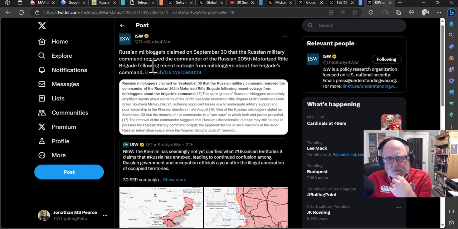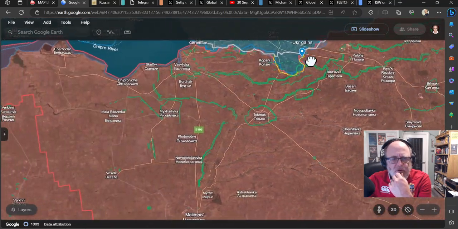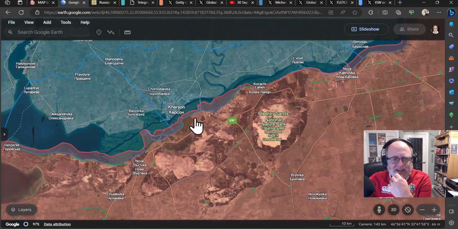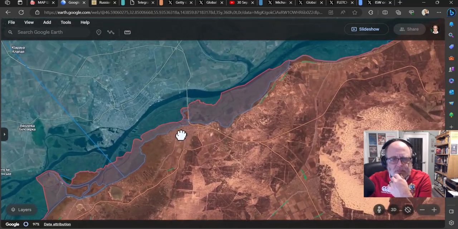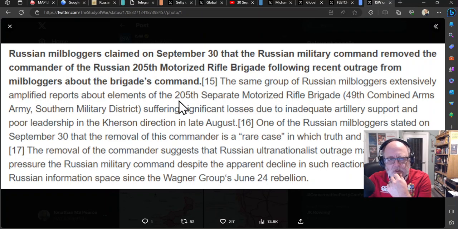Right, Kherson area. Russian mill bloggers claimed on September 30th that the Russian military command removed the commander of the Russian 205th Motorized Rifle Brigade following recent outrage from mill bloggers about the brigade's command. This was to do with, I don't know if you remember, over the Dnipro River, there were some issues with attacks that were badly carried out, and then they were cut off and whatnot. I think it's the 205th that were involved in that.